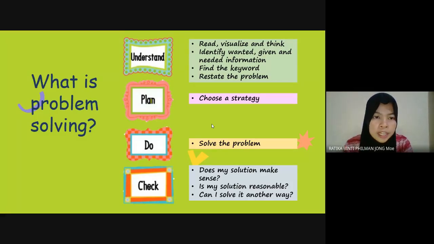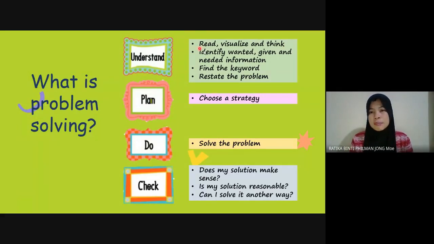So what is actually problem solving, and how are you going to solve it? There are 4 steps that you need to do when you are solving mathematics problem solving. The first step is to understand the problem. How to understand the problem? You read the problem, you visualize, awak gambarkan, you think about it, you identify the information: what is given, what information is needed, what they ask you, what they need you to find. Then you find the keyword and you restate the problem with your own words.